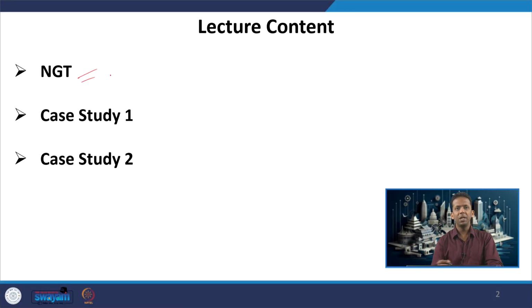So, in today's lecture, we will look into more detail about the structure and composition of National Green Tribunal, what are its roles and powers, followed by a couple of case studies related to the NGT. And to end with, we will look at a simple comparison of how NGT works in collaboration or in cooperation with Ministry of Environment, Forest and Climate Change as well as Supreme Court.